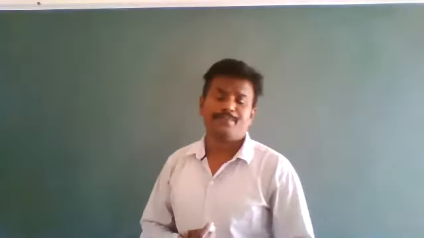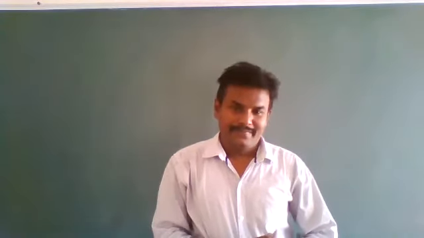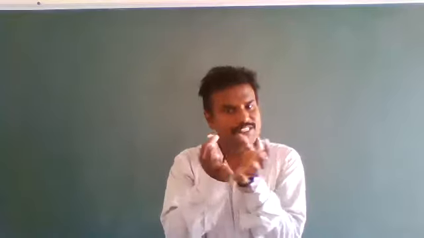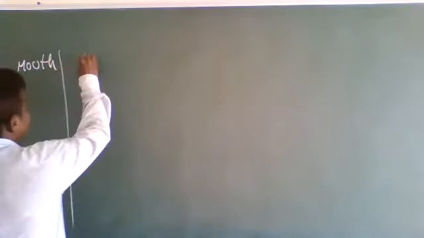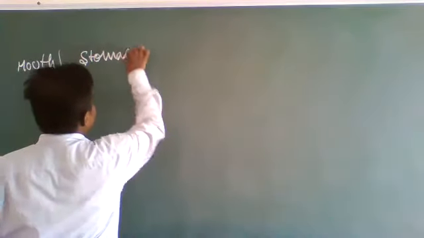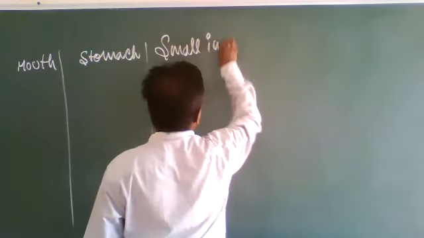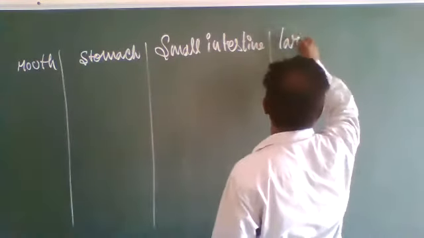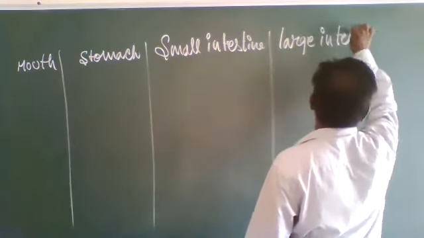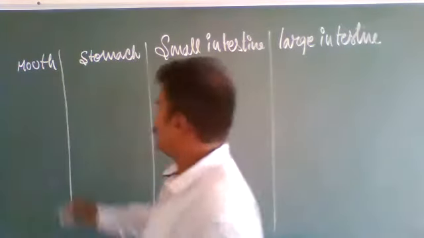Next topic. Absorption of substances takes place in different parts of the gut. Those are mouth, stomach, small intestine, and large intestine. Okay, mouth.